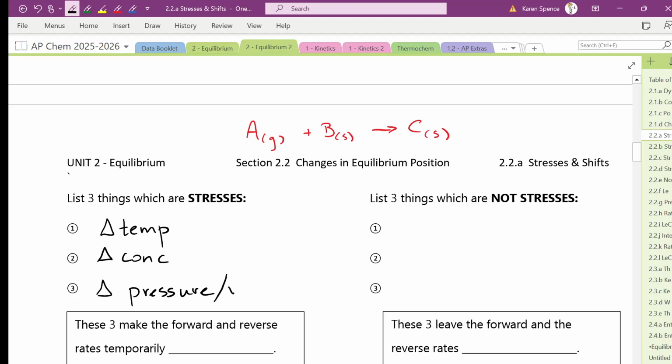Yeah. What are 3 things that are not stresses? Yes. Catalyst. What else? Okay, everyone. What else? Pardon me? Surface area. And there's one more. Adding an inert gas, yes.